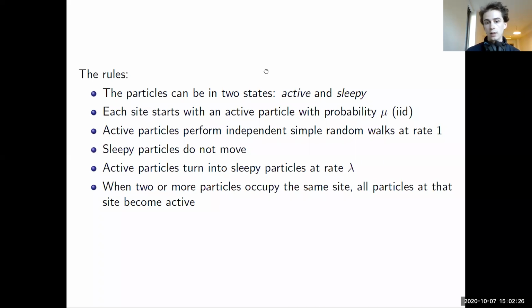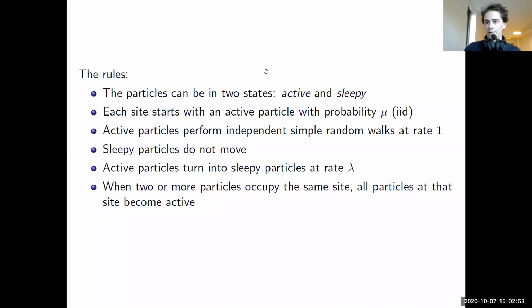These particles are all identical, and they can be in two different states. They can be active or sleepy. Active particles do simple random walk on the graph at rate 1. So this is continuous time. They jump at rate 1 always to a uniform neighbor. Active particles can fall asleep. They do so at rate lambda. And sleepy particles, they're asleep, they don't move.